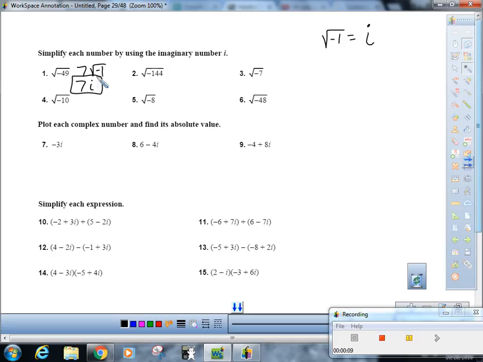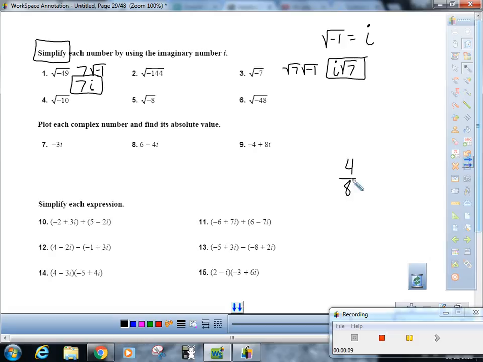All right, number 3. Is there any number that multiplies by itself to give you 7? No. So this is radical 7 times radical -1. And what is the square root of -1 again? So this is i times radical 7. Remember, we're not doing anything. We're just simplifying.